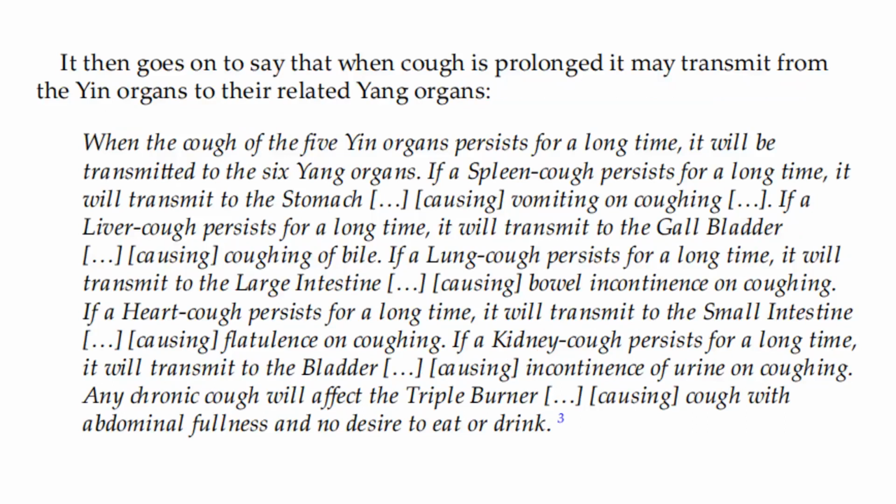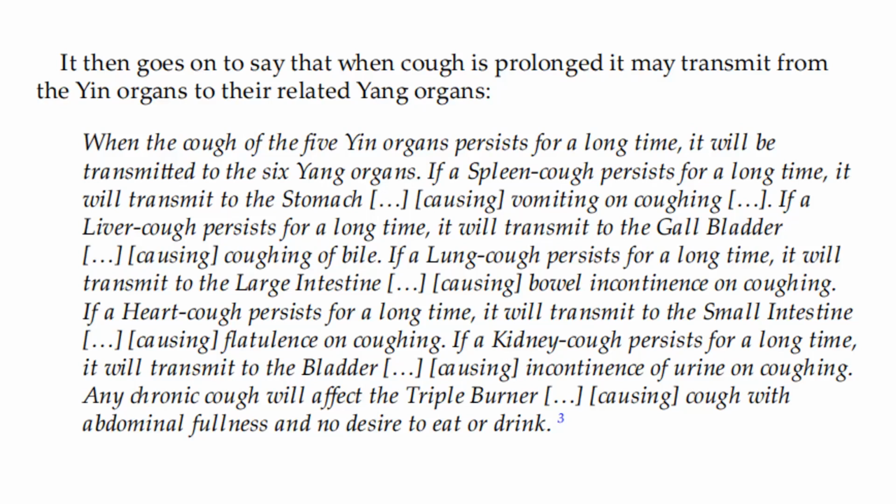It then goes on to say that when cough is prolonged, it may transmit from the yin organ to their related yang organs. When the cough of the 5 yin organs persists for a long time, it will be transmitted to the 6 yang organs. If a spleen cough persists for a long time, it will transmit to the stomach, causing vomiting on coughing. If a liver cough persists for a long time, it will transmit to the gallbladder, causing coughing of bile. If a lung cough persists for a long time, it will transmit to the large intestine, causing bowel incontinence and coughing.